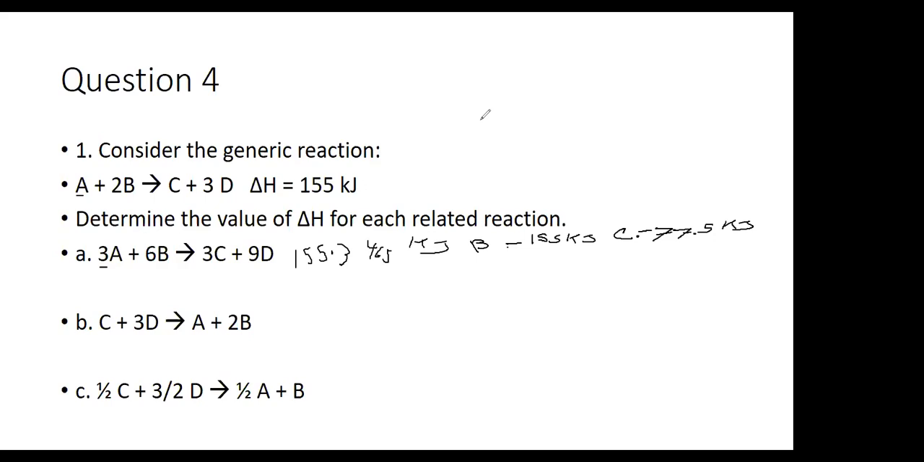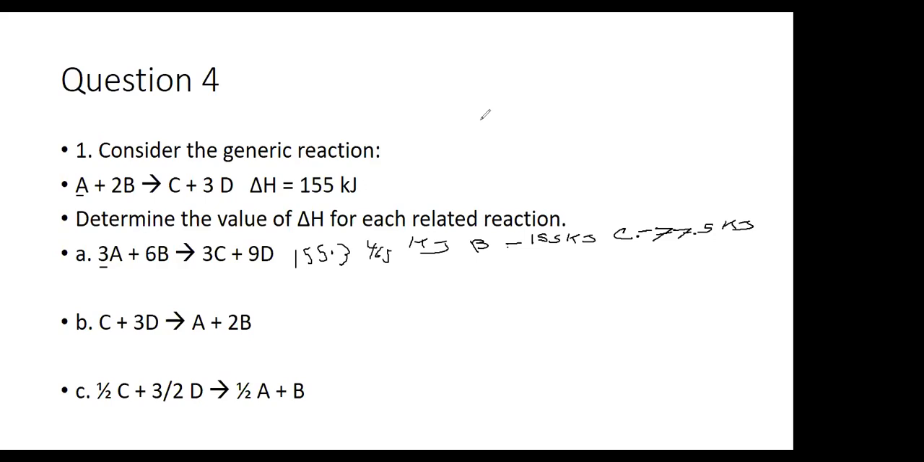B, we reversed the products and the reactants. So what was a reactant is now a product and vice versa. So in B, all you do is you change the sign from positive to negative. In C, we reverse the products and reactants again.